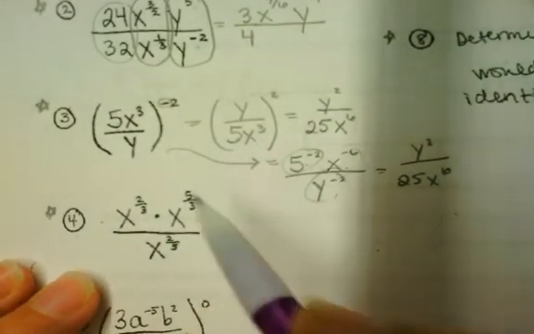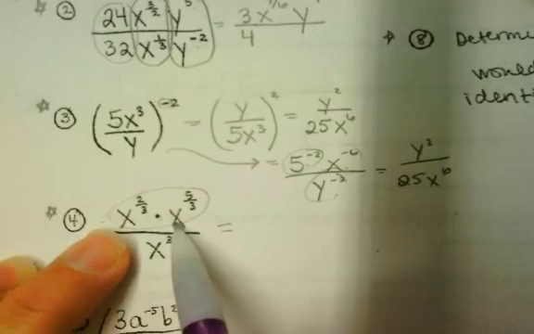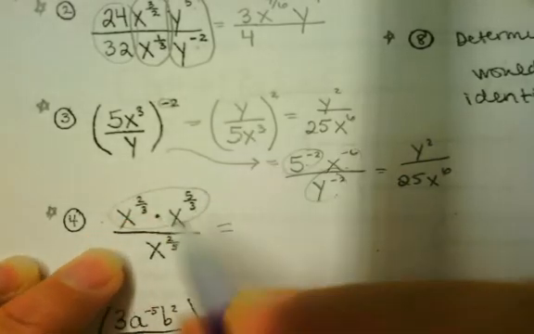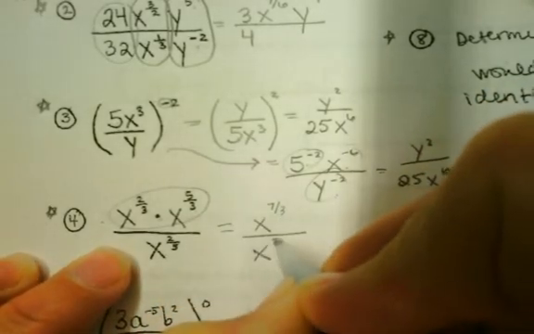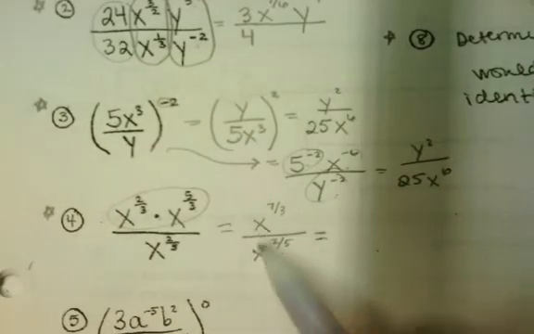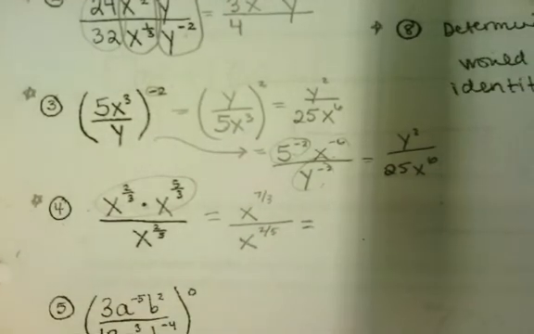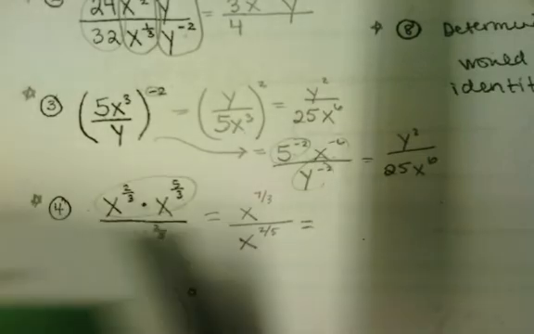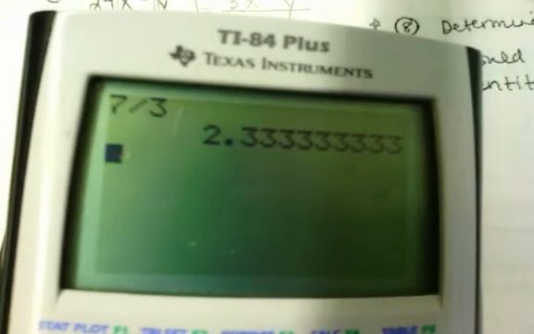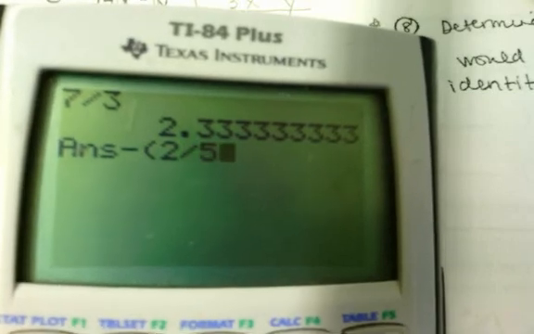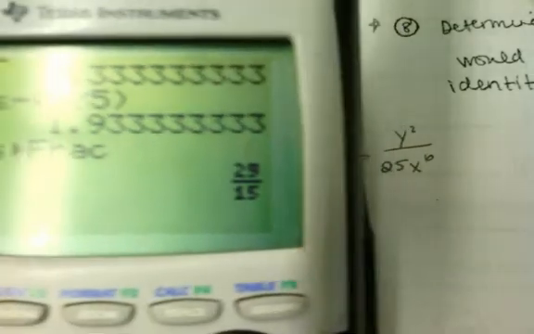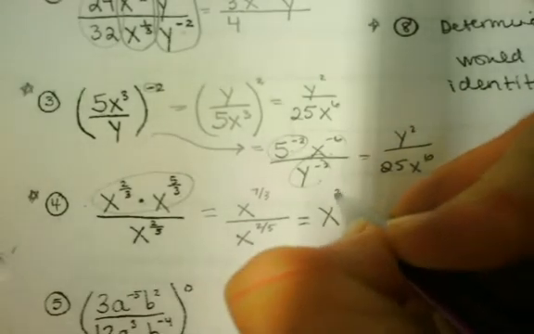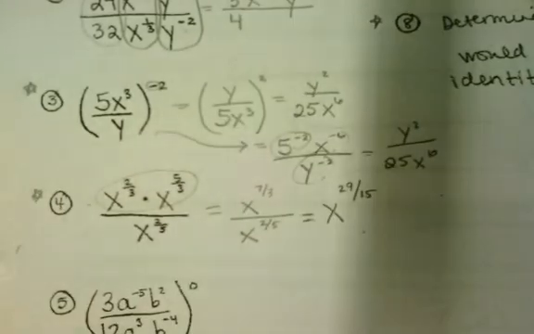Number 4, I'm going to do the multiplication of common bases up top first, where I would add the exponents. So 2/3 plus 5/3 would make that 7/3. Not touching the bottom yet. And then division of common bases, I would subtract, and I would get out my handy-dandy calculator because there's not common denominators again. So 7/3 minus parentheses 2/5. I get a crazy decimal, math, frac, and 29/15. Not a pretty fraction. X to the 29/15.